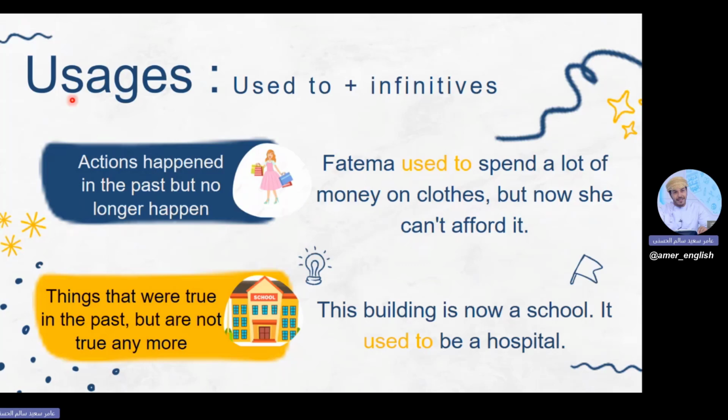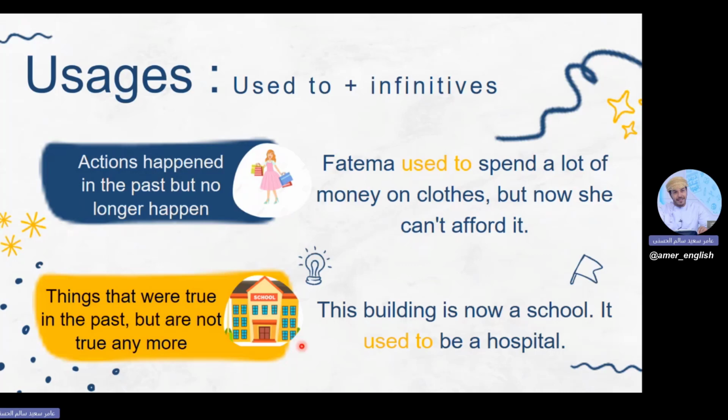And also, we can use used to plus infinitive to describe things that were true in the past but are not true anymore. Like this building. Look at this building. This building is nowadays what? A school, right? So this building is now a school, but it used to be a hospital. Can you see the point? So this building was a hospital in the past, but nowadays it's not a hospital. It was transferred or changed into a school, as you can see here.